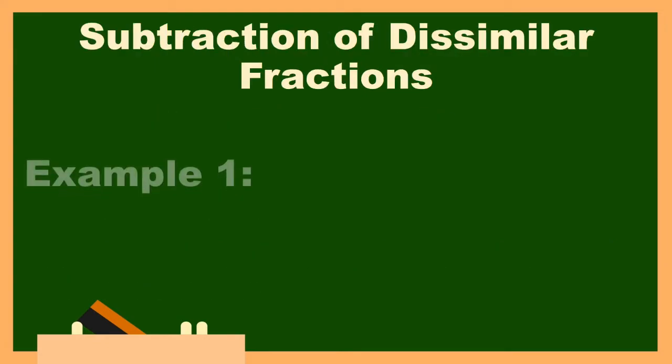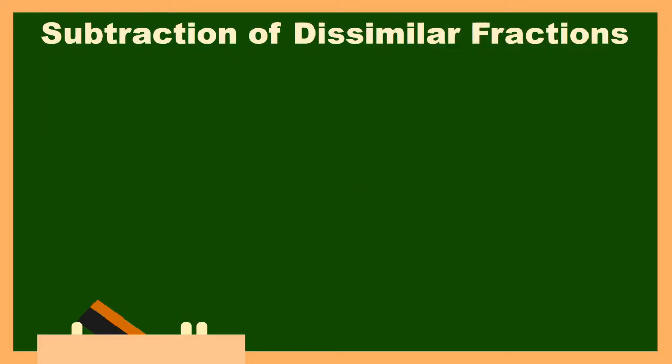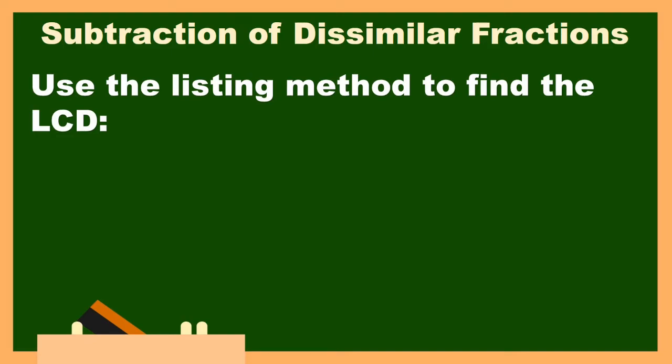For example, 5 over 9 minus 2 over 6. As you can see, they are dissimilar fractions dahil ang kanilang denominators ay magkaiba. So, ang una nating gagawin ay i-change muna natin sila into similar fractions by finding the LCD or the least common denominator. To get the LCD of 6 and 9, we're going to use the traditional listing method.